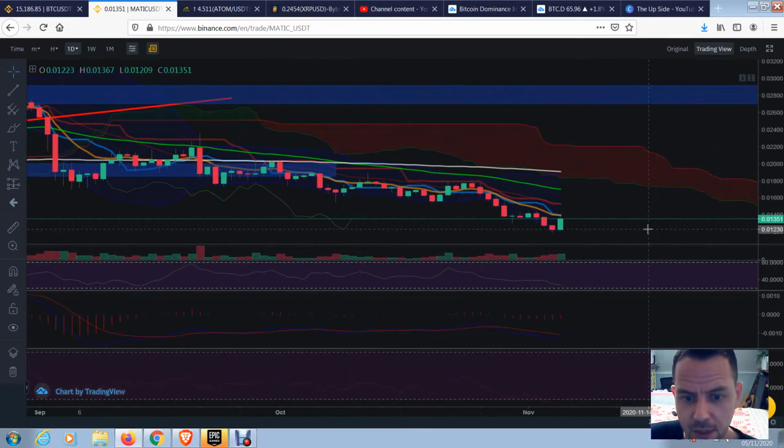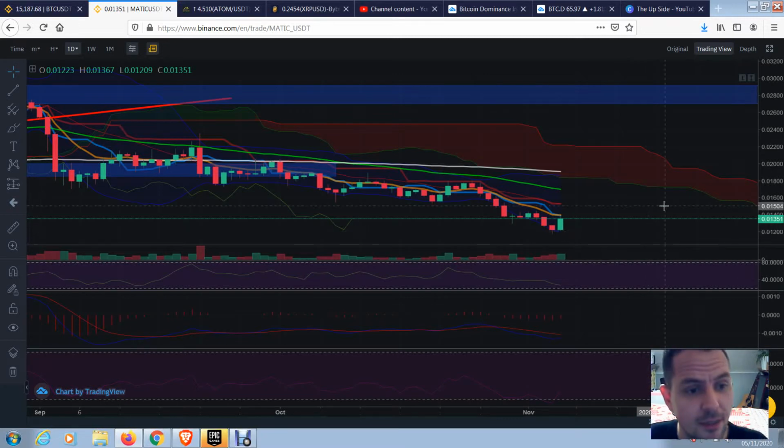And where did we reach this bottom? Basically 1.2 cent, just below. So we ticked a wick below there and we bounced from 1.2 cent. The reason I'm bringing this to your attention is because I like Matic. I've always liked Matic. We trade Matic.